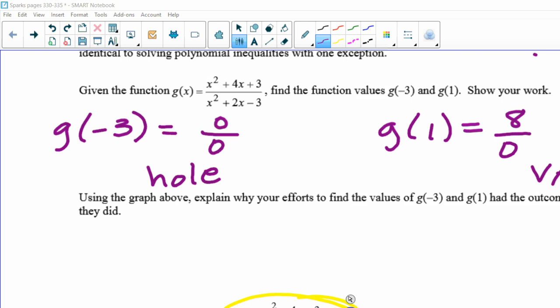We've really done the next piece. Using the graph, explain why your efforts to find those two numbers had the outcome they did. We knew the graph was undefined at those two numbers, but now we know the difference between a hole and a vertical asymptote.